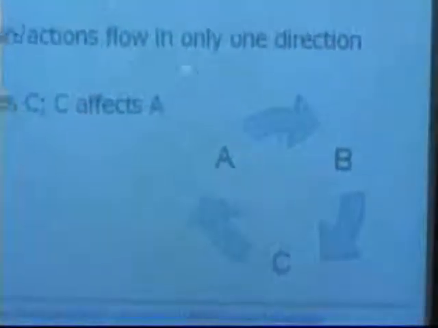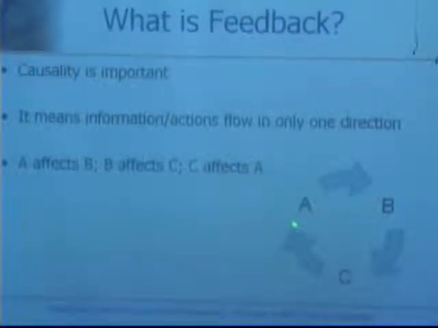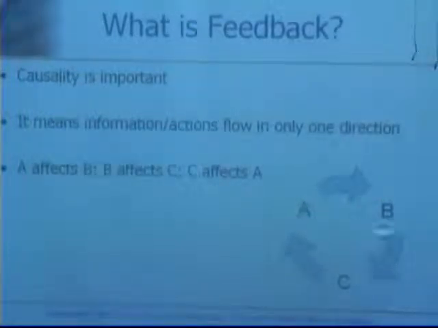The causality is important in these feedback systems. This is, again, getting to this nature of cause and effect. Causality means that the actions or the information flow only in one direction. A is going to affect B. B does not directly affect A. Information or actions do not flow backwards. They only flow in one direction. A to B, B affects C, and C can affect A. So the way that B gets back at A is through C. I can't just reverse direction. This causality is actually very, very important in our notion of feedback.